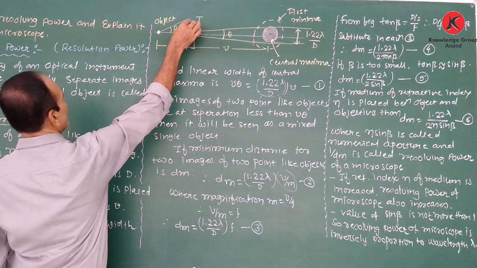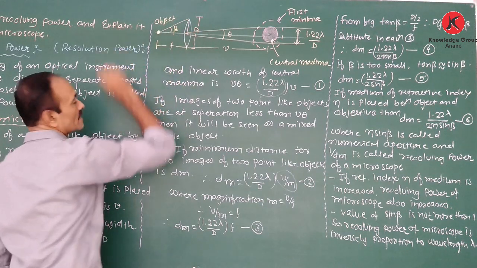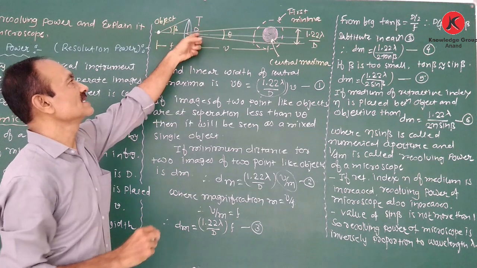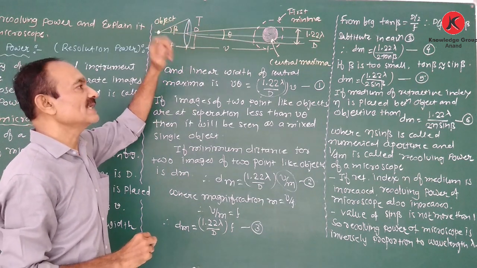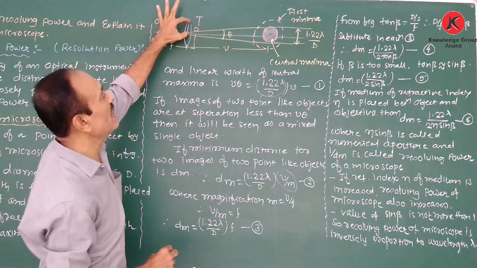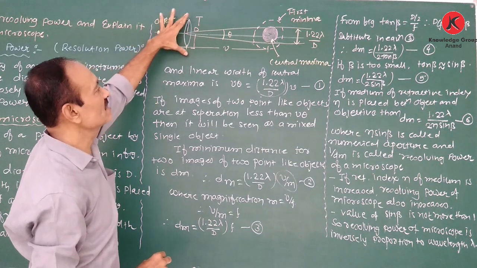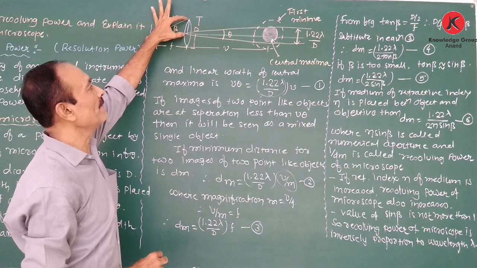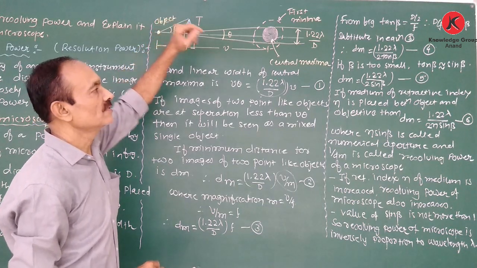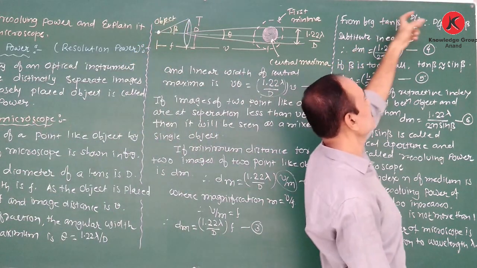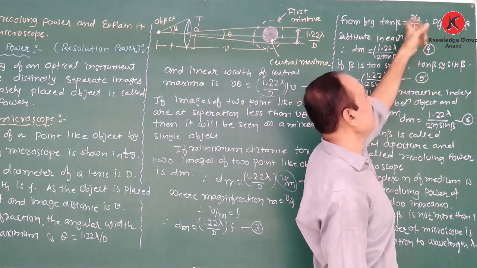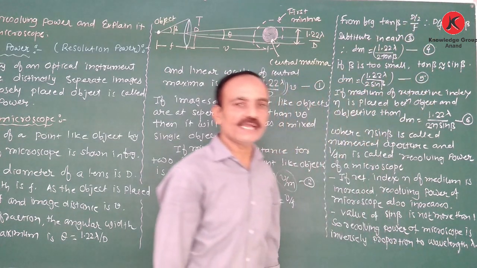Therefore, there is a right angle triangle. Tan beta of this triangle is d upon f. Tan beta is equal to d by 2 upon f, because the total diameter of the lens is d, so the half is d by 2. Therefore, tan beta is equal to d by 2 upon f. Therefore, d upon f is equal to 2 tan beta.